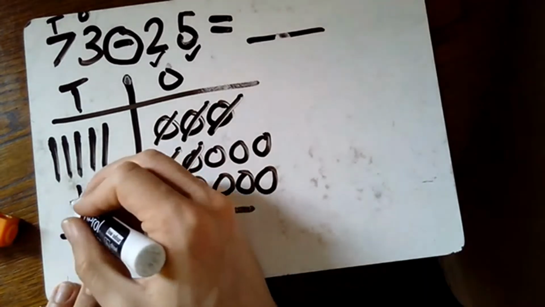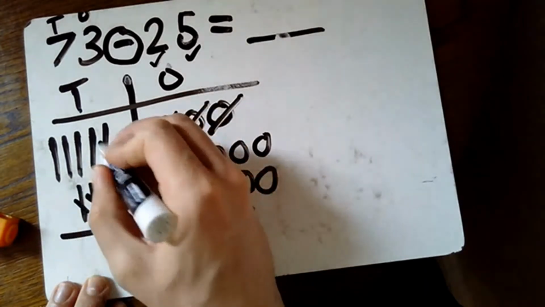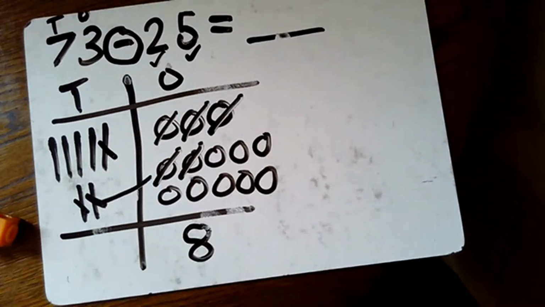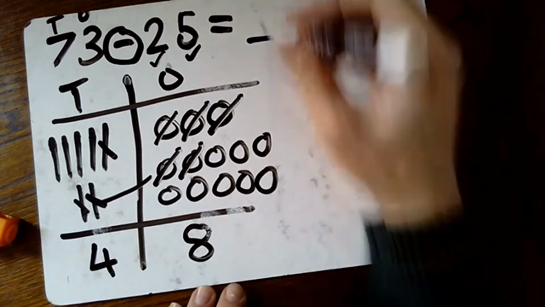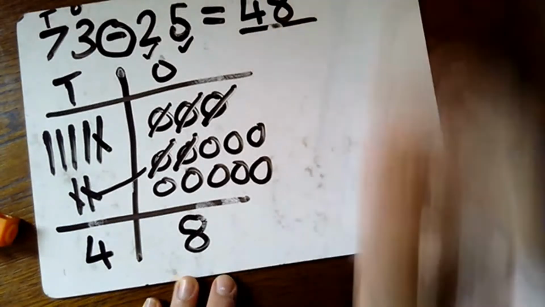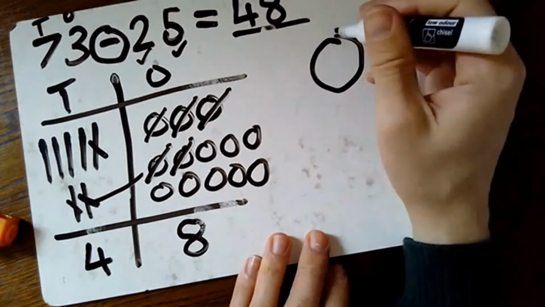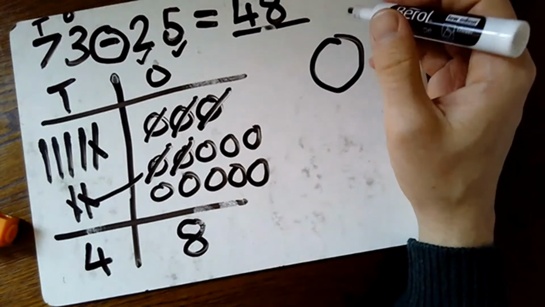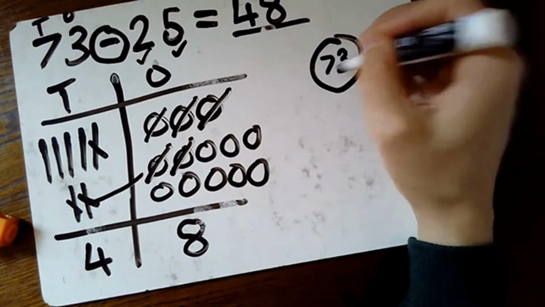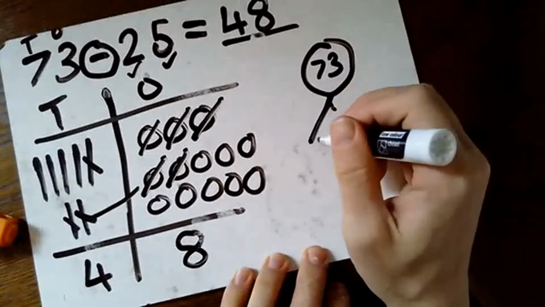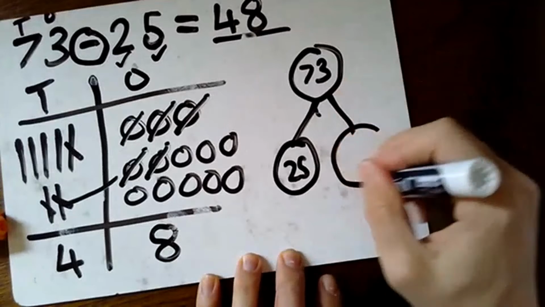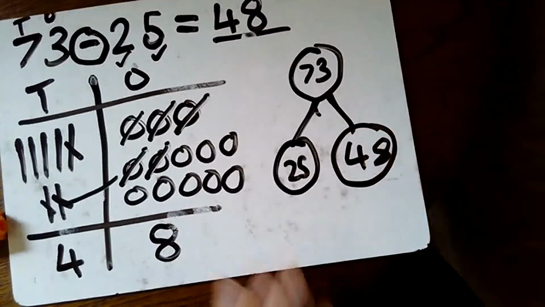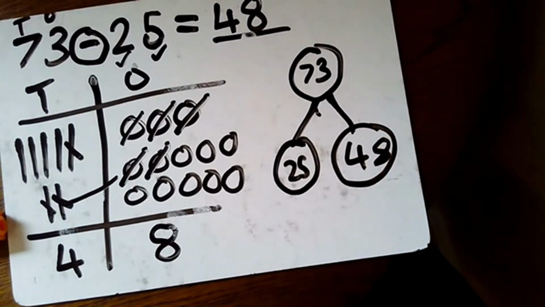So let me subtract 2 more 10s. 1, 2. How many 10s do I have left? 1, 2, 3, 4. The answer is 48. The other part is 48. So if my whole is 73 and I'm subtracting the part of 25, the other part we just found out was 48. There we go.